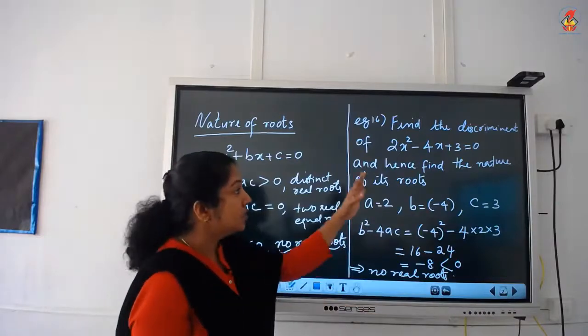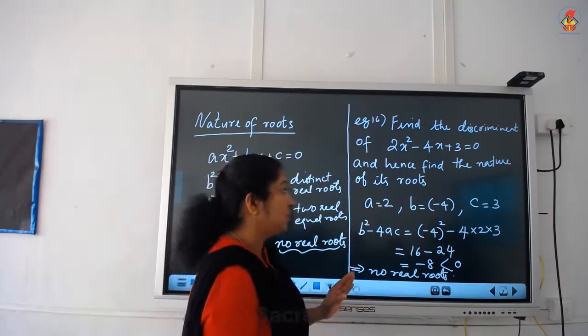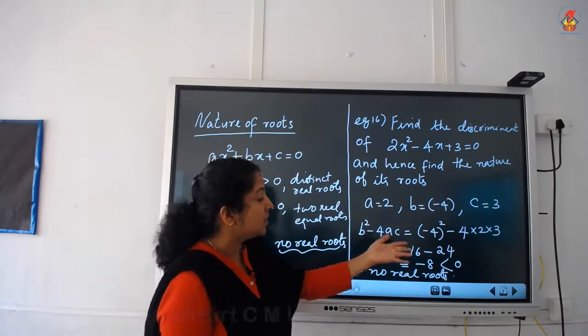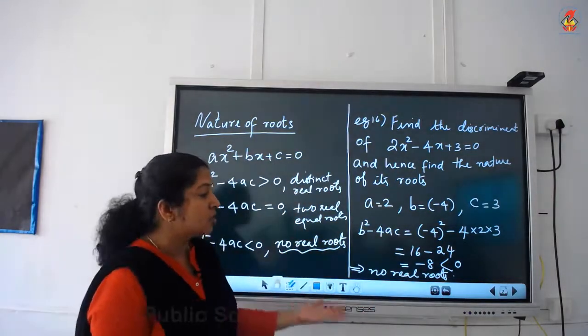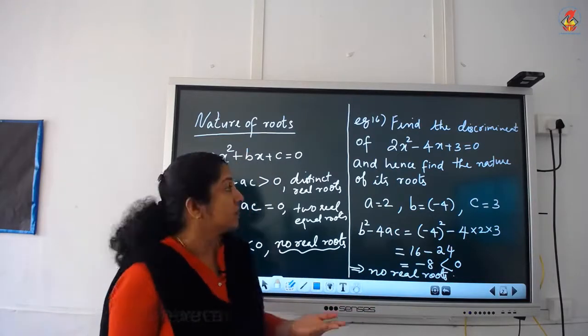So, the question is to find the discriminant of 2x square minus 4x plus 3 equal to 0 and hence find the nature of the roots. So, b square minus 4ac is equal to minus 8, which is less than 0. So, if b square minus 4ac is less than 0, no real roots.